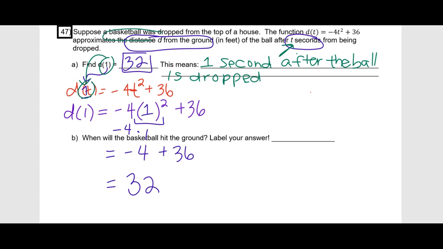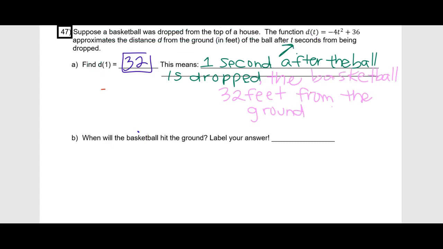So it says a basketball was being dropped. It says that the distance, so what we get, is from the ground. So 1 second after the ball is dropped, the basketball is 32 feet from the ground. So again, we know the 32 represents the distance from the ground because it tells us right in the sentence in the problem.